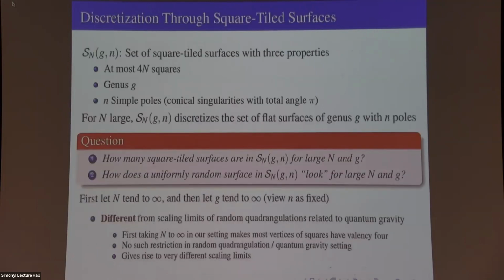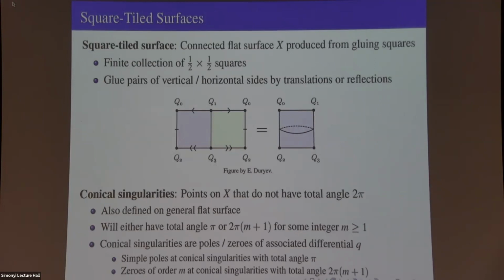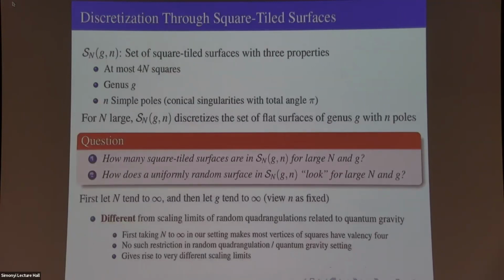Okay, so I can now try to say what I mean by random. So we'll let S_N(g, n) be the set of all square-tiled surfaces with the following three properties. First, I want to have 4N squares. I mean, 4N is just normalization, because each square, I remind you, was 1/2 by 1/2. So this guarantees that the total area is N. Genus g, and it has n simple poles, okay, so the total number of conical singularities with total angle pi is n.